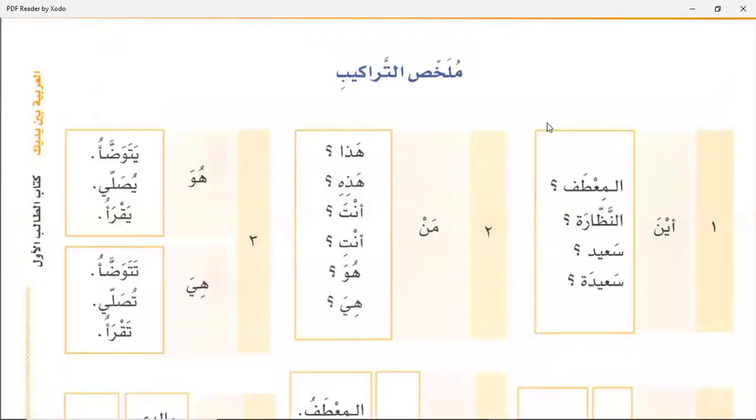Okay, Miss Kinza, you will read the first one and you will translate it also. Ayn al-miyataf, where is the coat? Ayn al-nazara, where is the glasses? Ayn al-sa'id, where is Sa'id? Ayn al-sa'ida, where is Sa'ida? Anyone else who wants to read?